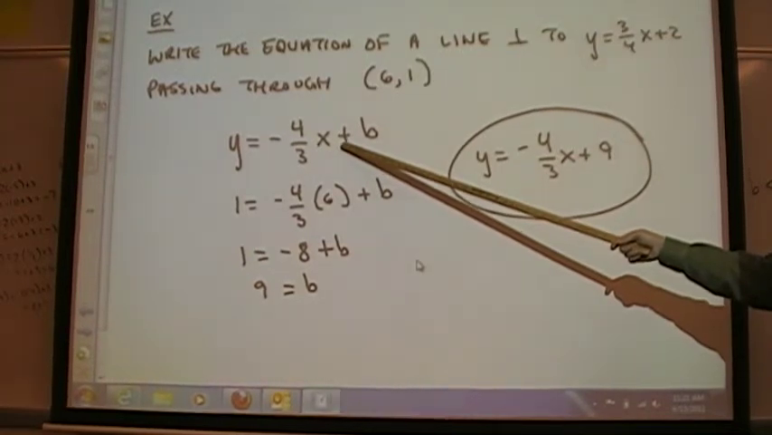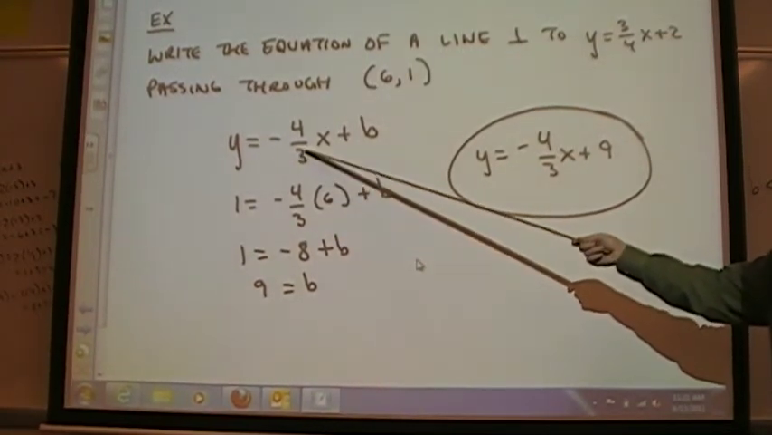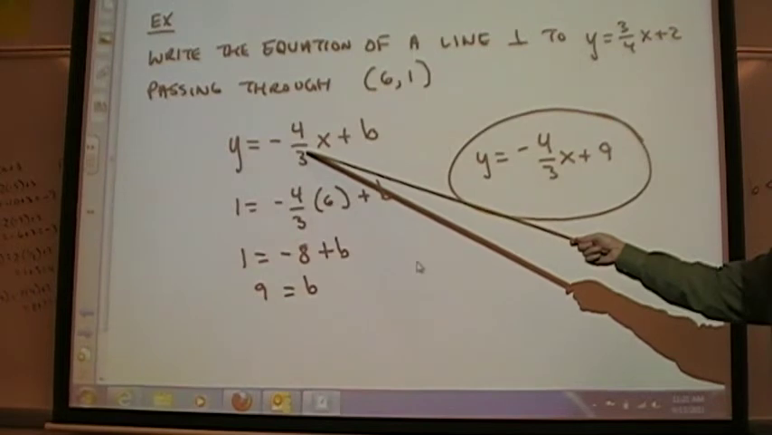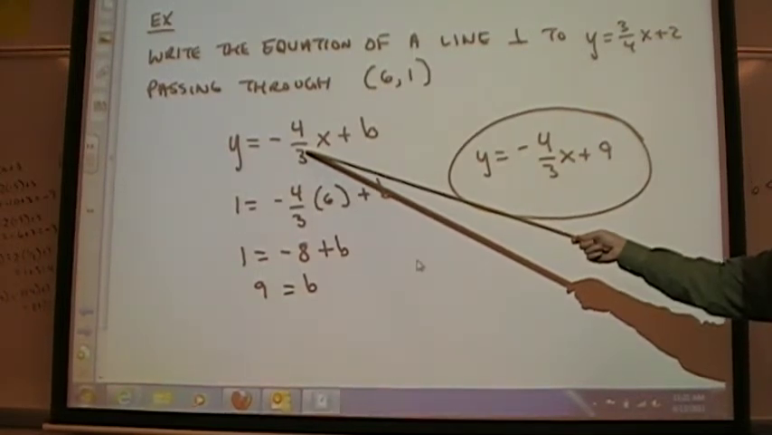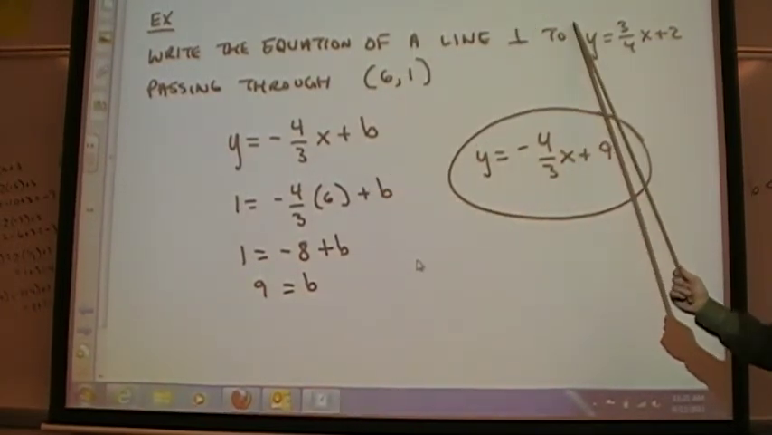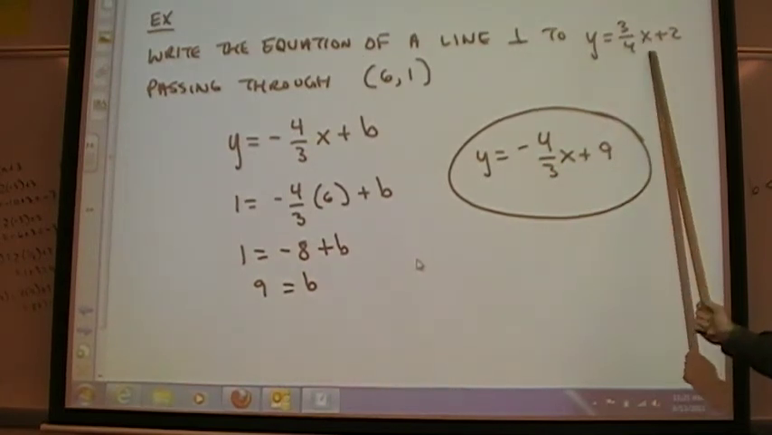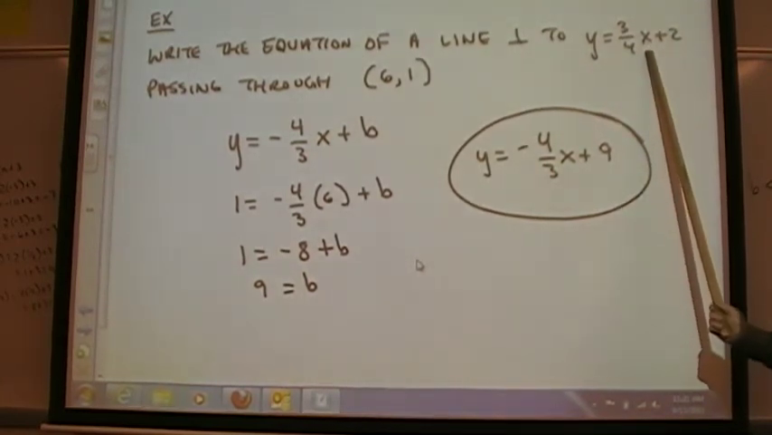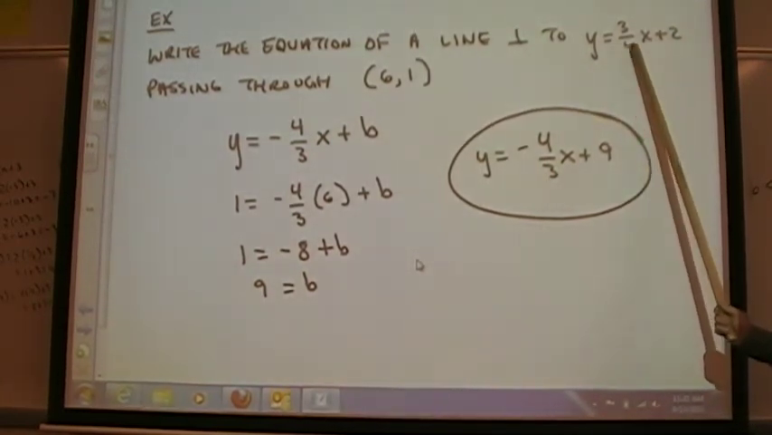You with me? So what would the slope be if I said they were parallel? If you were parallel to this one, it would be what? 3/4. But they're not.